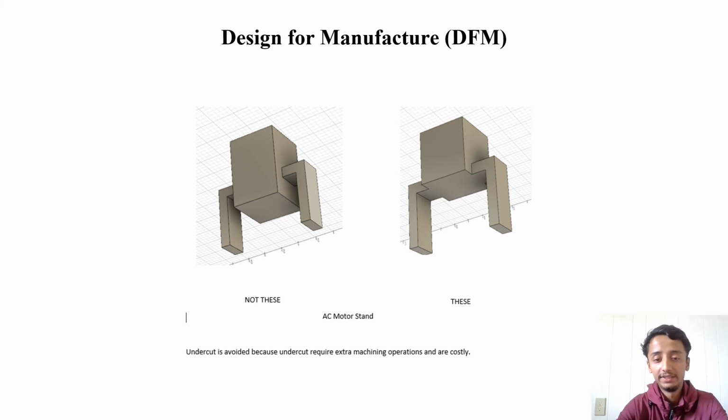Now, for the design, we have used two methods for improvement of our components. They are design for manufacture and design for assembly. Design for manufacture is basically used to reduce the cost during manufacturing. Like here we have used the plane surface instead of undercut, because if we use the undercut, it increases the machining operations and it becomes difficult to machine, which finally increases the cost. So undercut is avoided in our design.